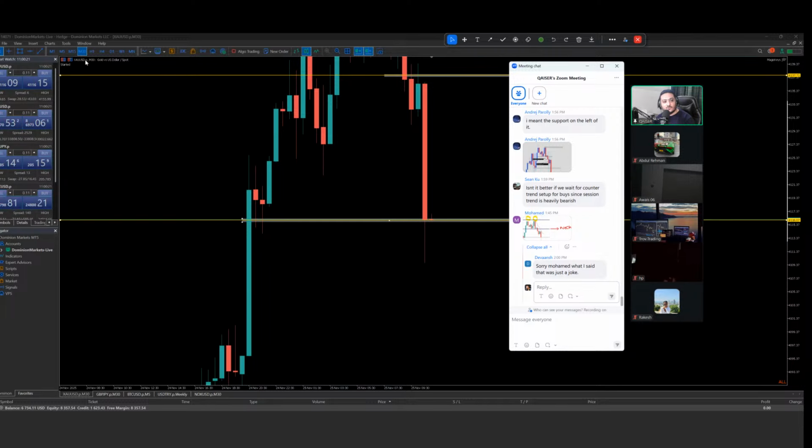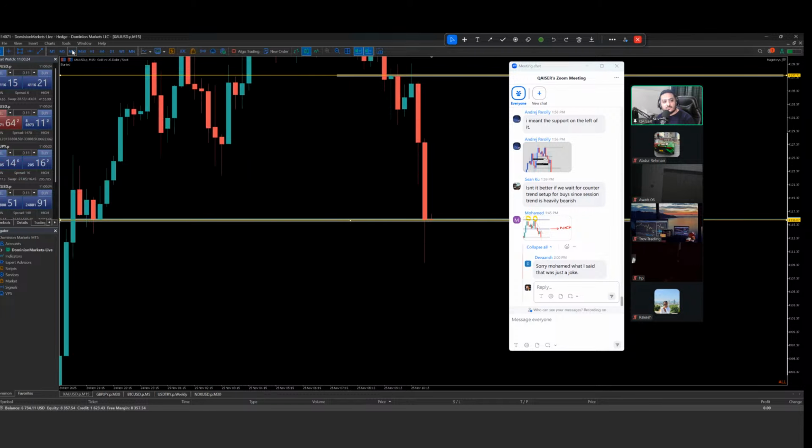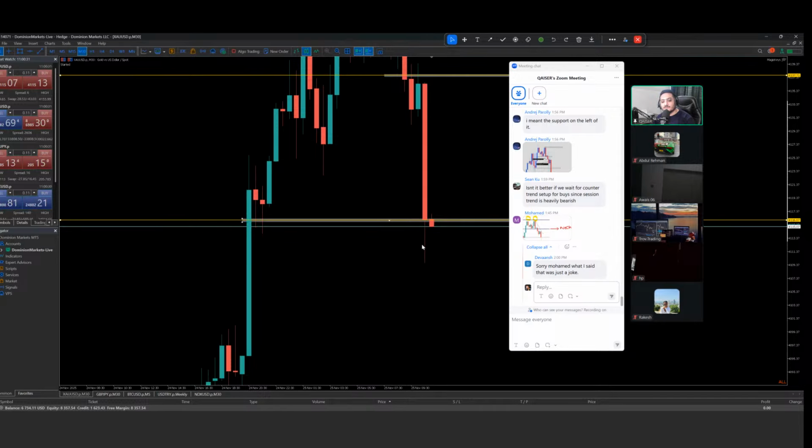It's just closed now. Just waiting right now. Look at this one, 50-minute again, just close nearby the support. So the next 30 minutes will give us some kind of direction.